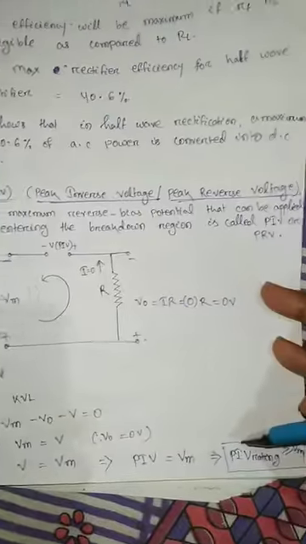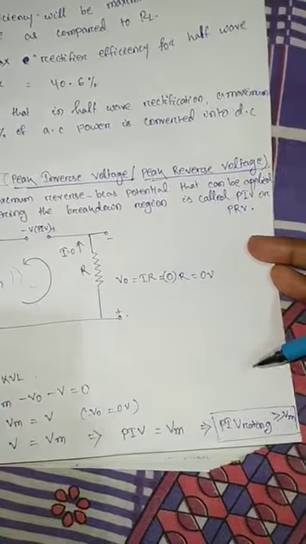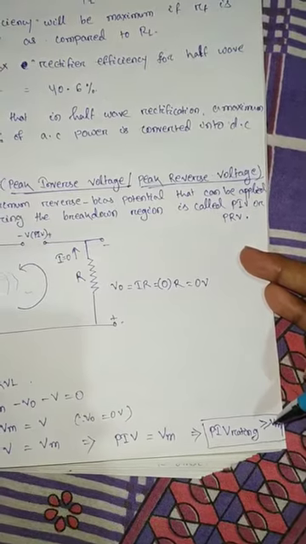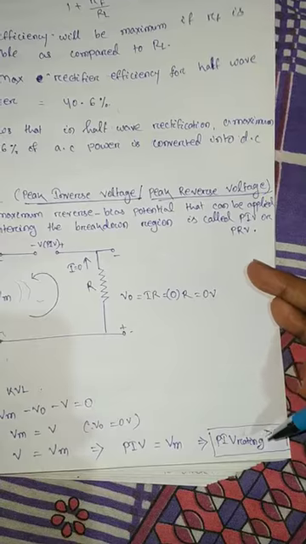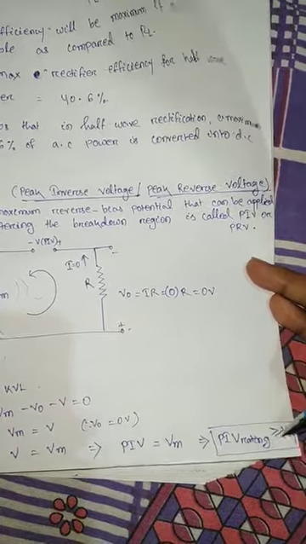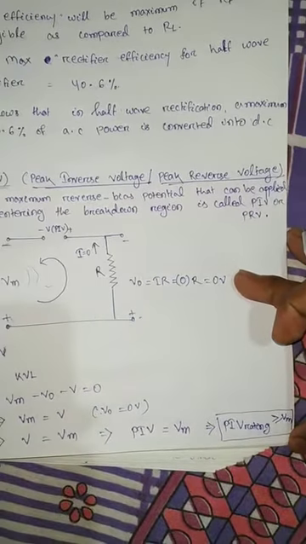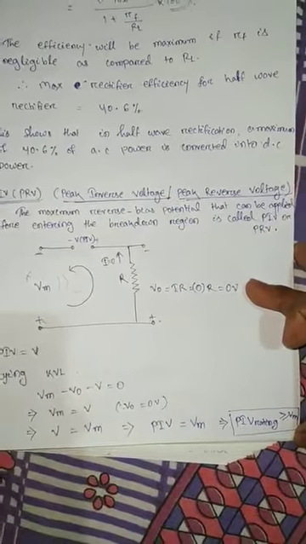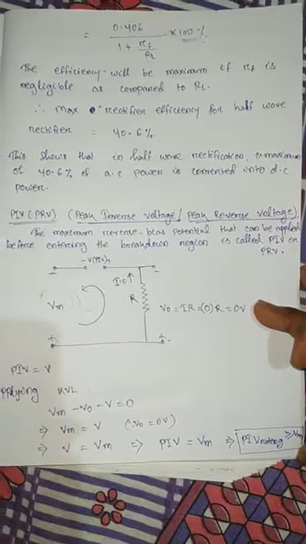So for half wave rectifiers, the peak inverse voltage PIV must be greater than or equal to Vm. As you see in this case, the peak inverse voltage for a half wave rectifier must be greater than or equal to Vm, the maximum supply voltage.